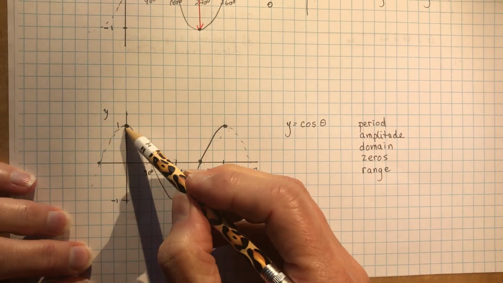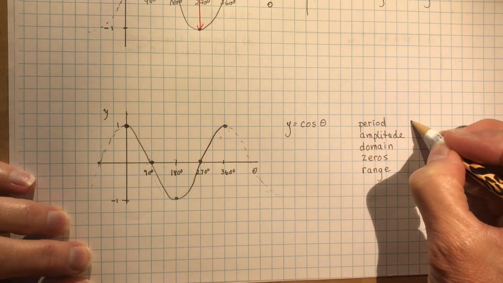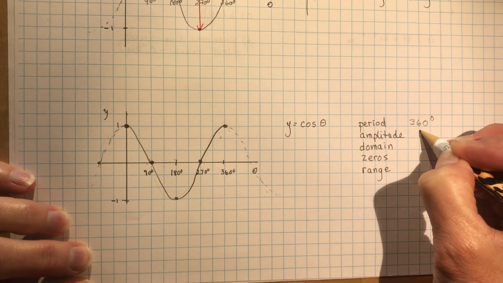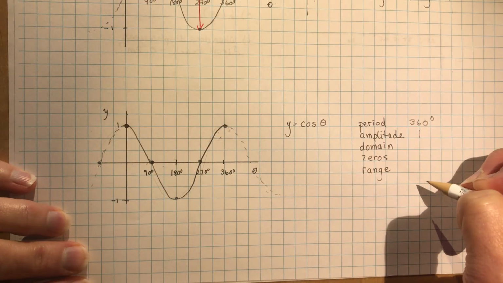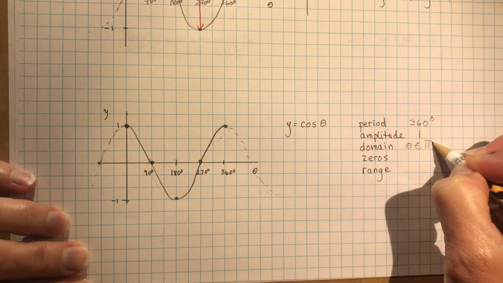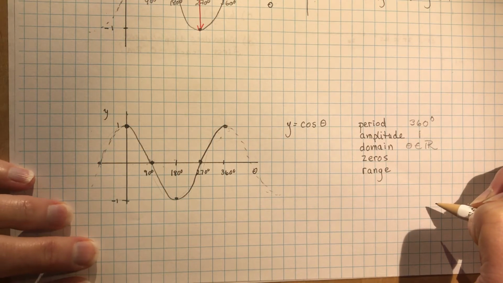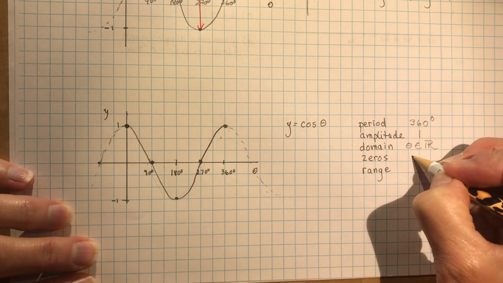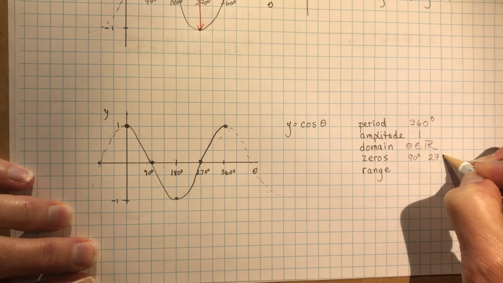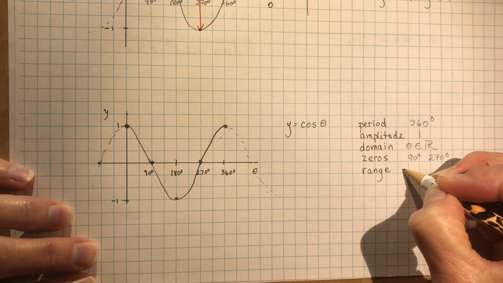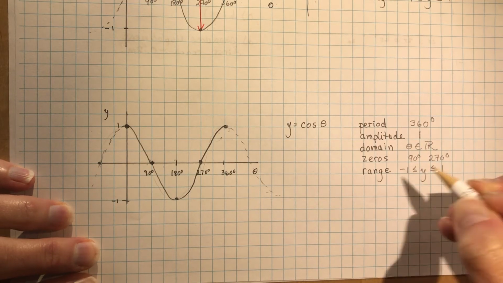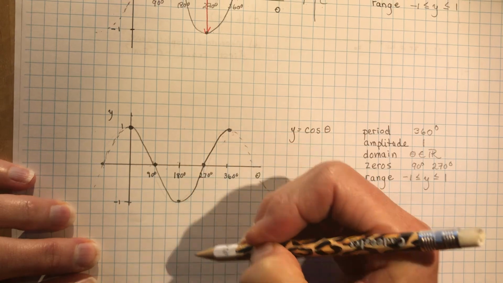Okay, so the period again, well, it's still 360 degrees. Remember, we went all the way around the circle. It has the same amplitude as the sine function. The domain is the same. We can put in any value for theta here. The zeros, there's only 2 between 0 and 360 degrees. And the range is the same as the sine function. Okay, so it goes from +1 to -1.